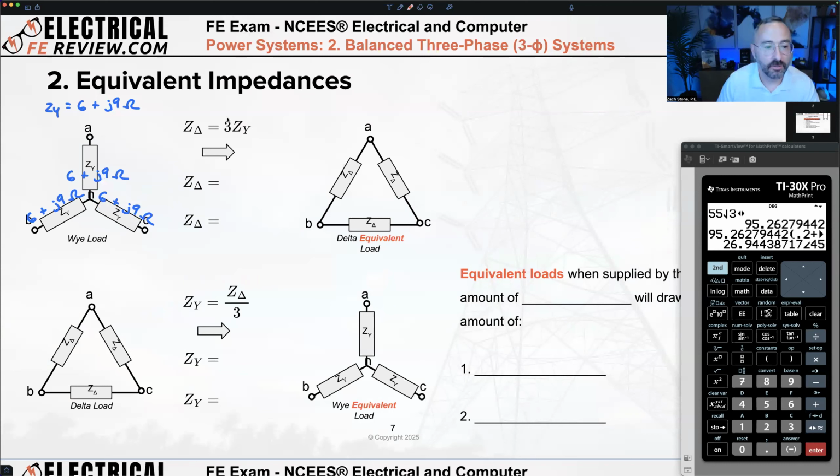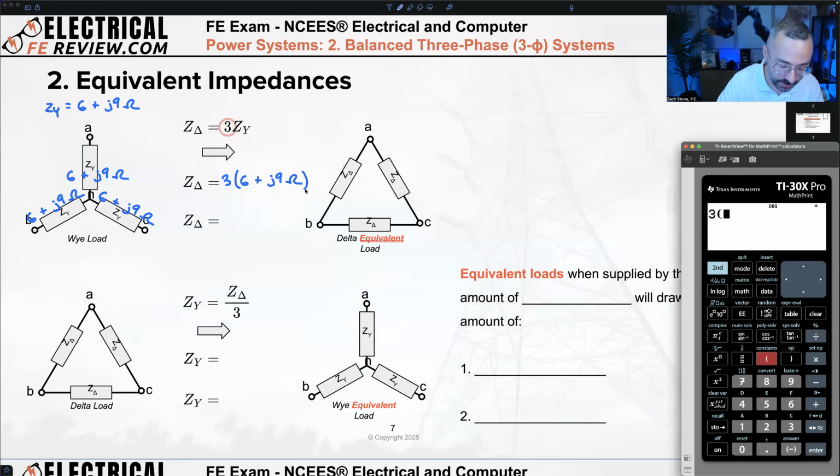All right, let's convert it to the delta equivalent load, or the delta equivalent impedance, an important vocabulary word. All we're doing is multiplying by 3: 3 times Z_Y, 3 times 6 plus j9 ohms. What do we get for Z_delta? In my calculator, I've got 3 times 6 plus j9. Simple numbers, we could probably just do it in our head. Now again, I'm in polar mode in my calculator, so when I click enter, it's going to give me the impedance with magnitude and angle.